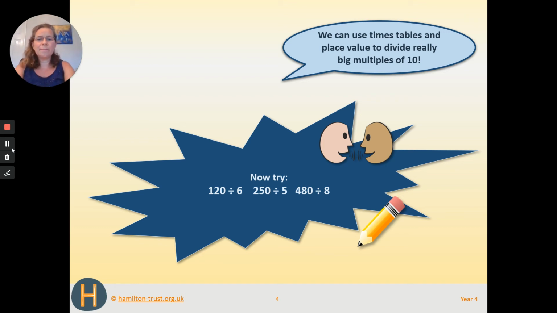Have you got your answers? 12 divided by 6 equals 2. Therefore, 120 divided by 6 equals 20. 25 divided by 5 equals 5. So 250 divided by 5 equals 50. And 48 divided by 8 equals 6. So 480 divided by 8 equals 60.